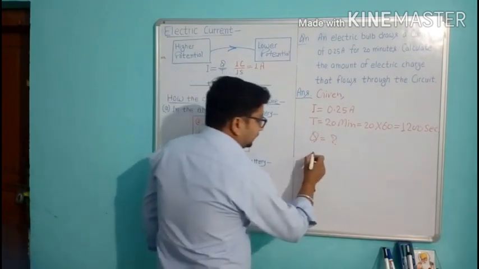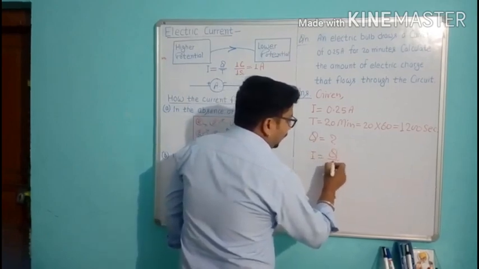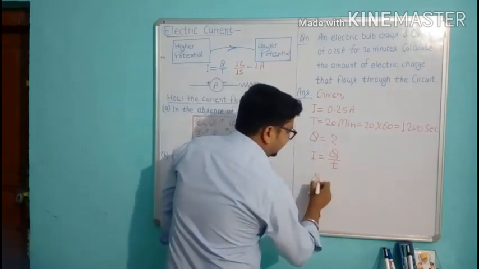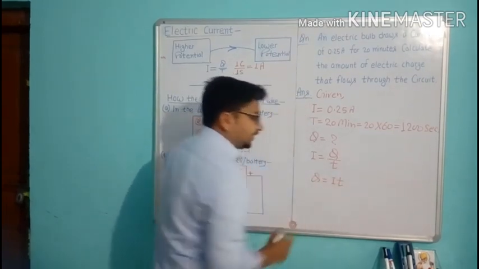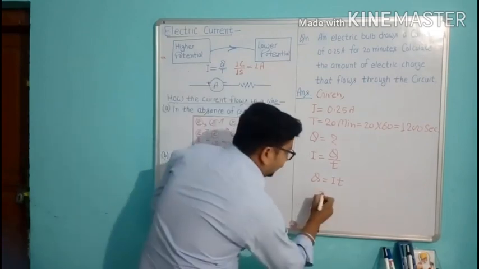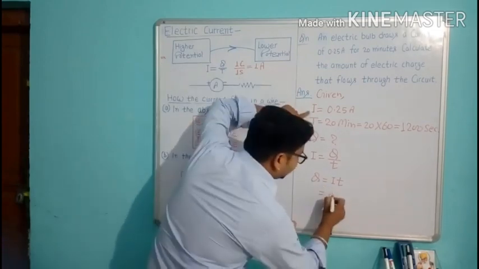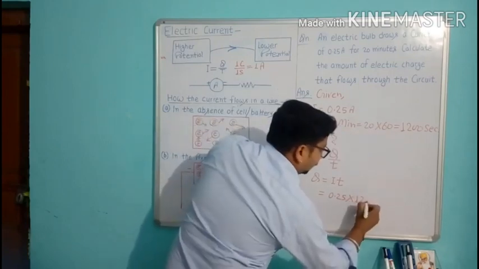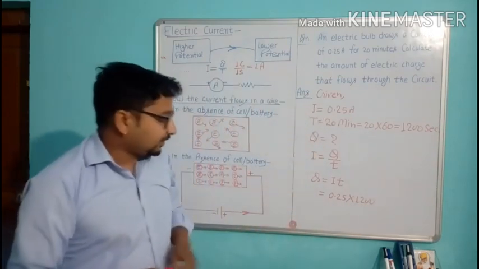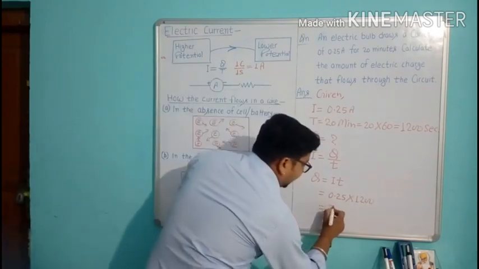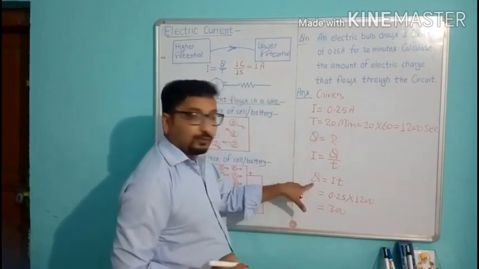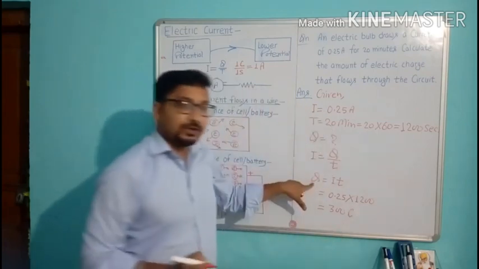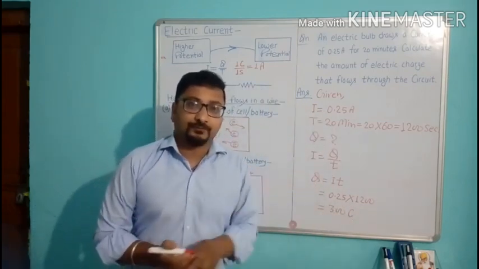We know the formula I is equal to Q upon T. Then Q will be I into T. Now I is 0.25 and time is 1200 seconds, and after multiplying we get 300. We are calculating charge, so it will be in coulomb. So the answer is 300 coulomb.